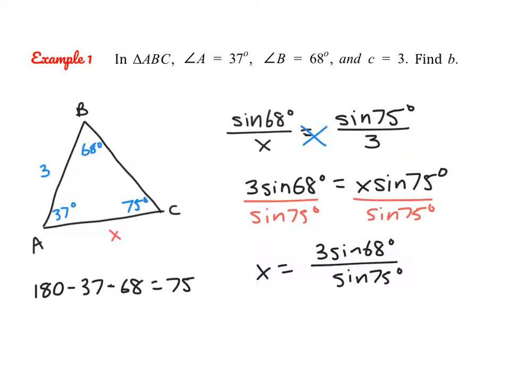Now, your calculator is going to do the rest from here. You just have to make sure that when you're plugging it in, you close your parentheses after you type in sine of 68, and then you hit divide, and then you can type in sine of 75. If you don't close your parentheses, you're going to get a number that's completely off. So x should be approximately 2.9.